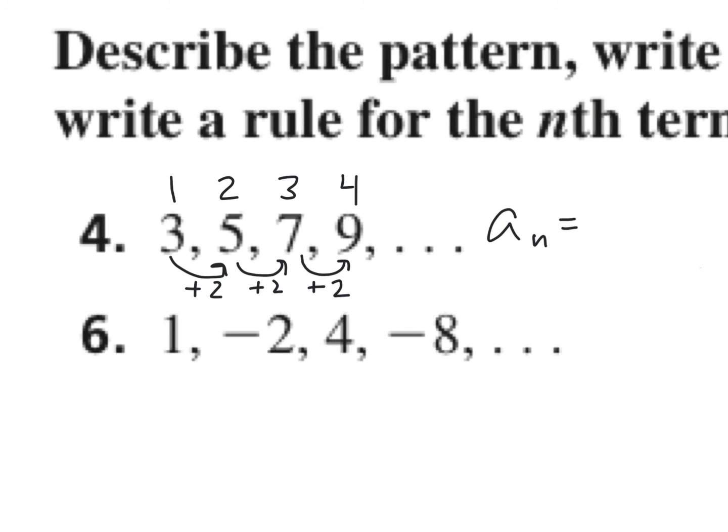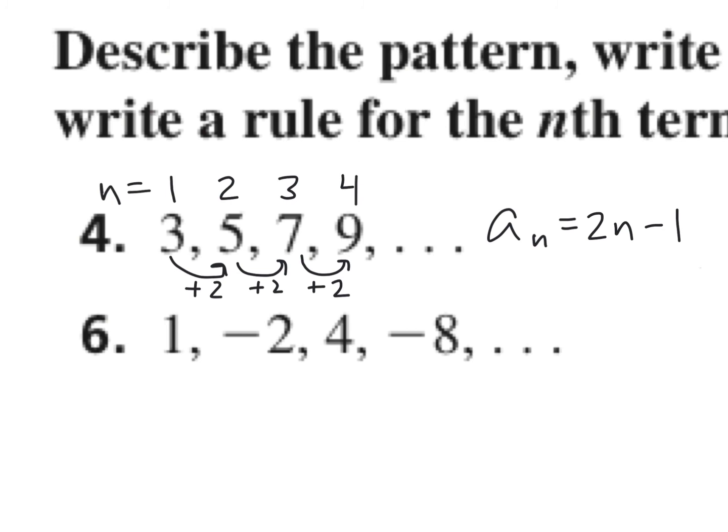Let's try that. n times 2? We just tried that one. Because if we did n plus 2, 3 plus 2 is 5, not 7. So remember, these are our n's, so this is what we're plugging in. n times 2 minus 1. Let's try that. 2n minus 1.